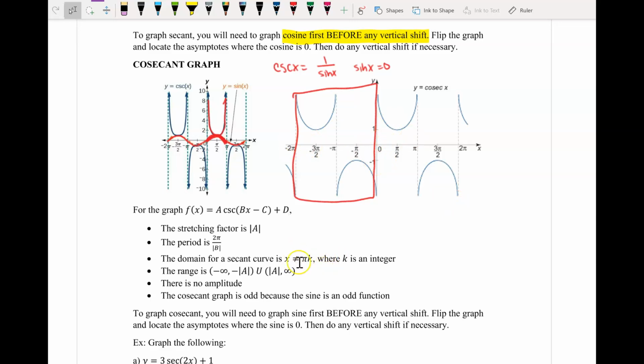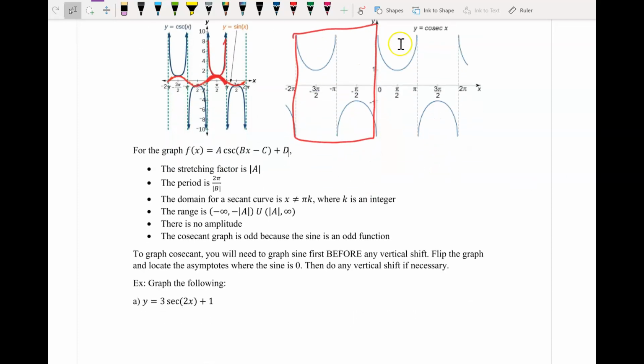So even though the equation of the asymptotes is every pi units, that's where the asymptotes are at, it completes one whole period every 2 pi units. Again, to graph the cosecant curve, you need to make sure that you graph the sine curve first before any vertical shift.